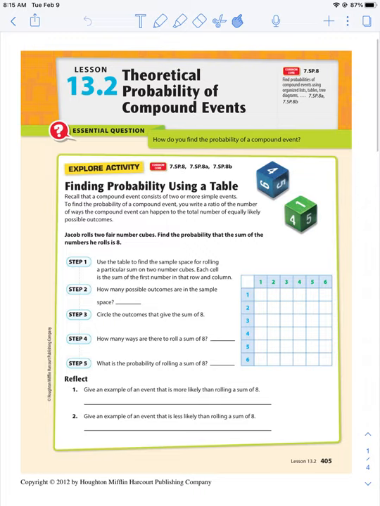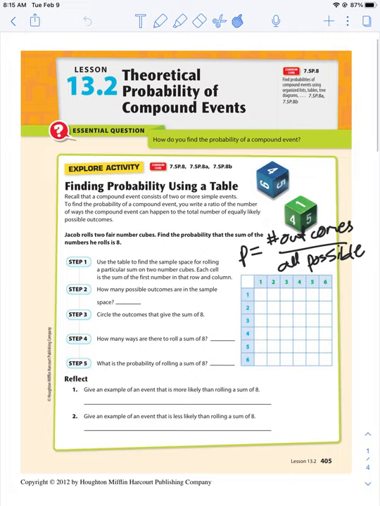But the first one we're going to look at is setting up a table or a sample space. So remember, a sample space includes all possible outcomes. So we're still going to look at all possible outcomes and then have the probability equal the number of outcomes of an event over all possible, or the total number of outcomes in the sample space. So that denominator is still our sample space.